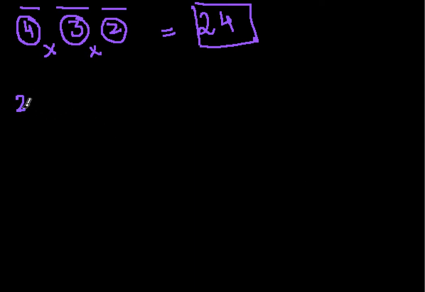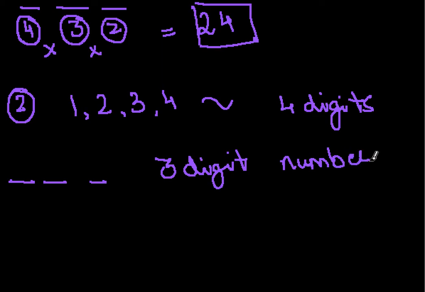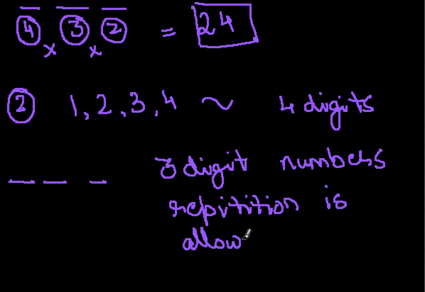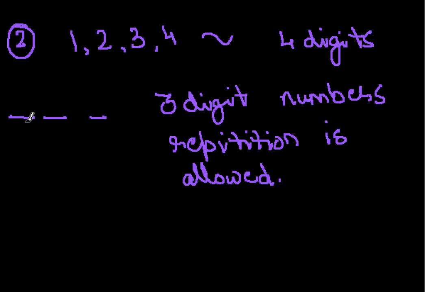Now suppose the second case. Suppose we again have 4 digits, and again we have to find the total number of 3-digit numbers that could be formed using these 4 digits, but in this case repetition is allowed. So if repetition is allowed and we have to form a 3-digit number, how many ways are there to fill the first blank? There are clearly 4 ways, because we can put 1, 2, 3 or 4.